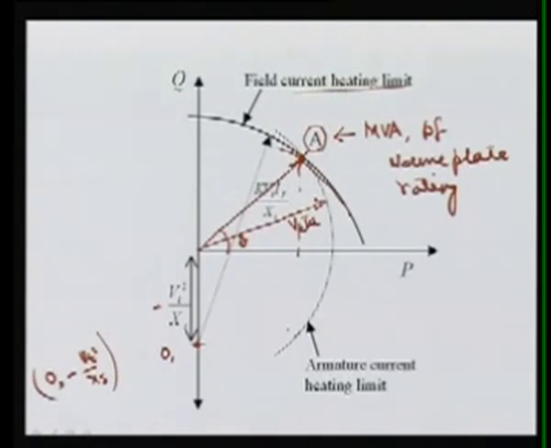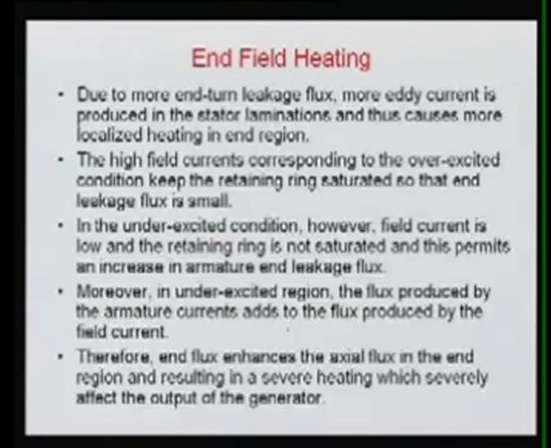Now, let us see another heating limit, that is called the end field heating limit. Due to the more end turns leakage flux, more eddy current is produced in stator laminations and thus causes more localized heating in end regions. The high field current corresponding to the overexcited condition keeps the retaining rings saturated so that end leakage flux is small, that is, during the overexcited condition.